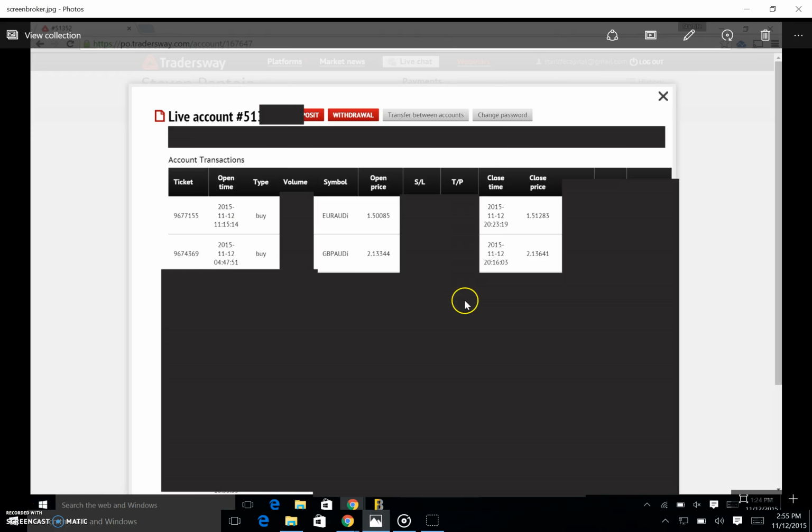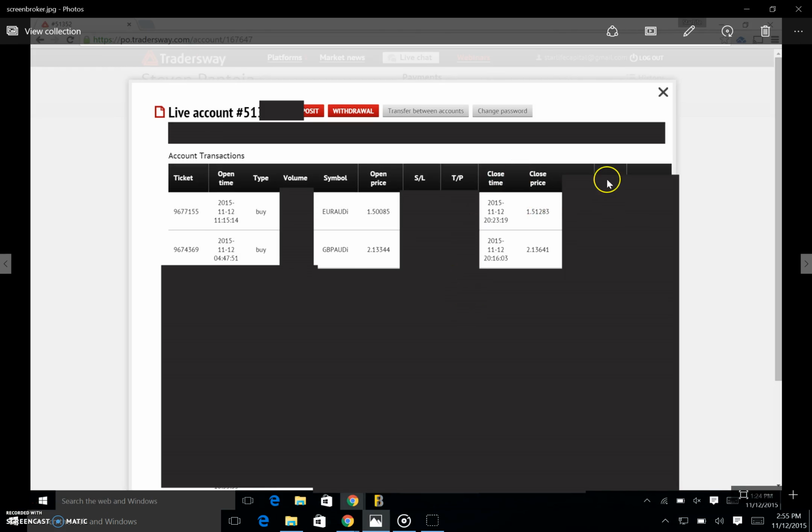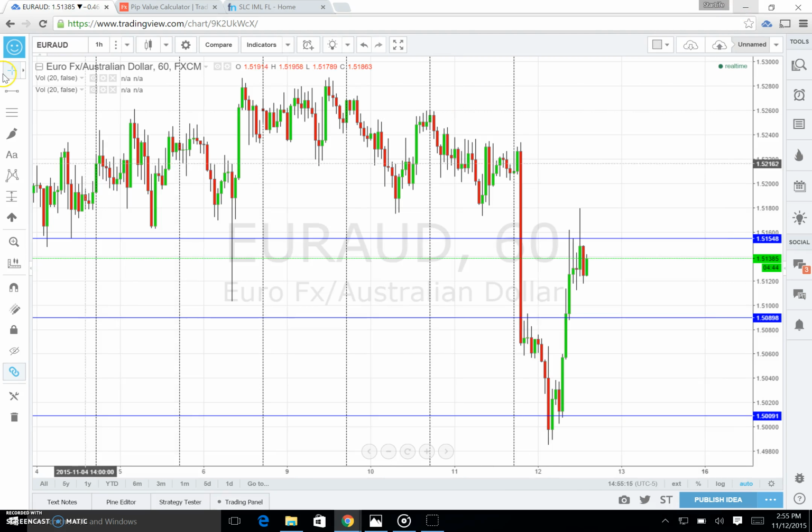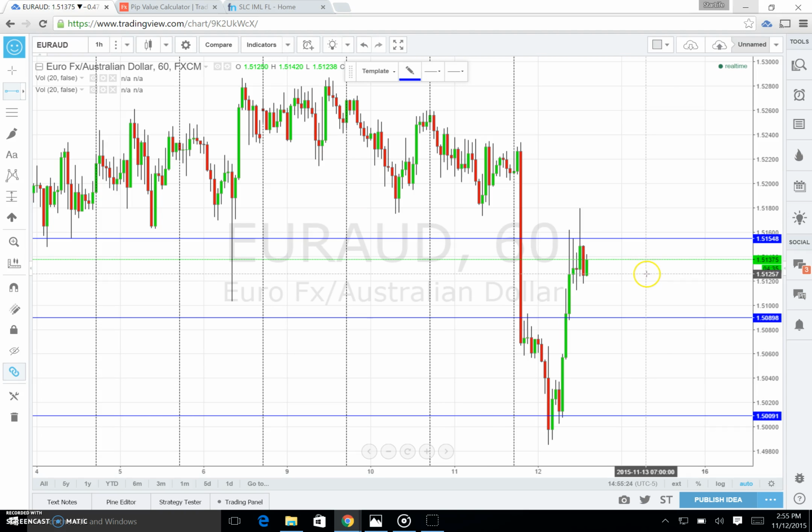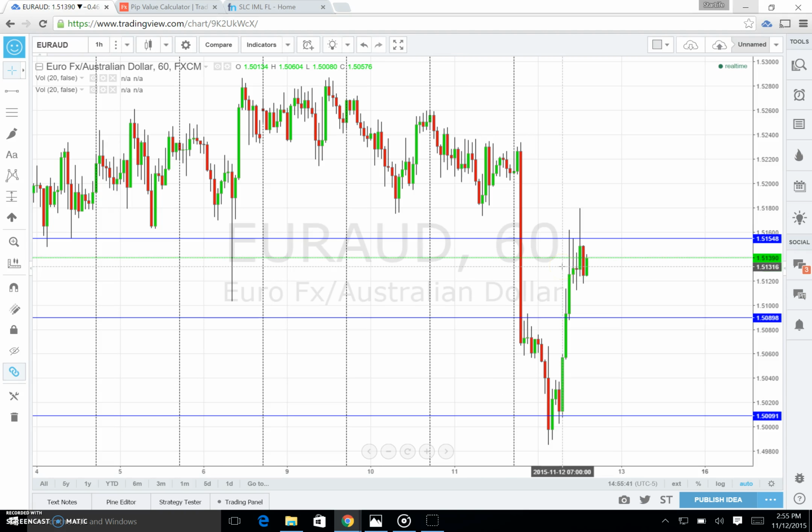Now let's go back to our broker statement. We took profit at 151,283. So if you look, 151,283 is right about in that area, this area here. I'm not even going to plot the line, but it's in that area.